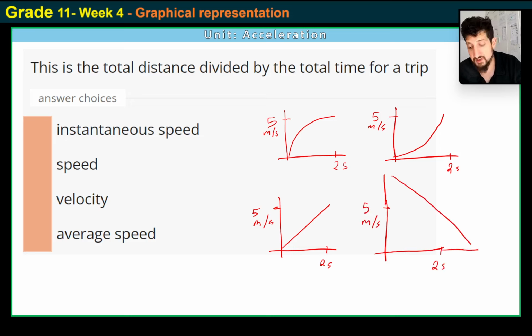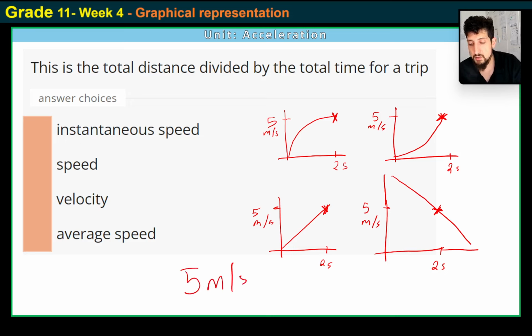Okay, so I'm interested in this point here, right here, 2 seconds. What is the instantaneous velocity for all of these? The instantaneous velocity for all of these graphs is the same, 5 meters per second.